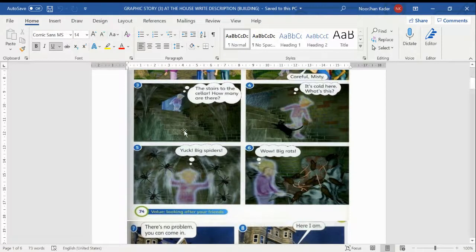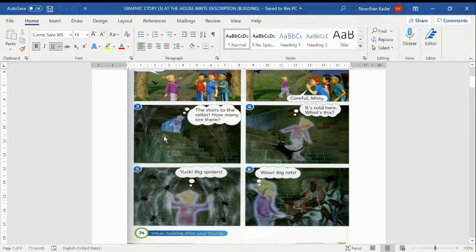So this is the cellar. You can see it's very dark, and it's going down. There's nothing much. Even the staircase is not that beautiful; it's very basic. So it must be the cellar. She says, "The stairs to the cellar." That means she finds the stairs to the cellar once she enters the big old house. Then she steps down, she goes down the stairs.